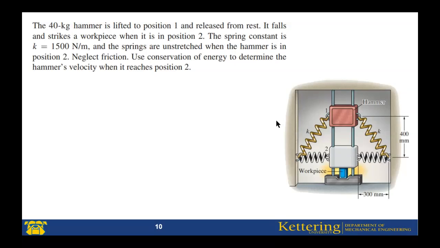Okay, let's start to solve this problem. The mass of the hammer is 40 kilograms. This is given. At position 1, it is started and released from rest, which means that V1, the velocity at position 1, is 0 meter per second.